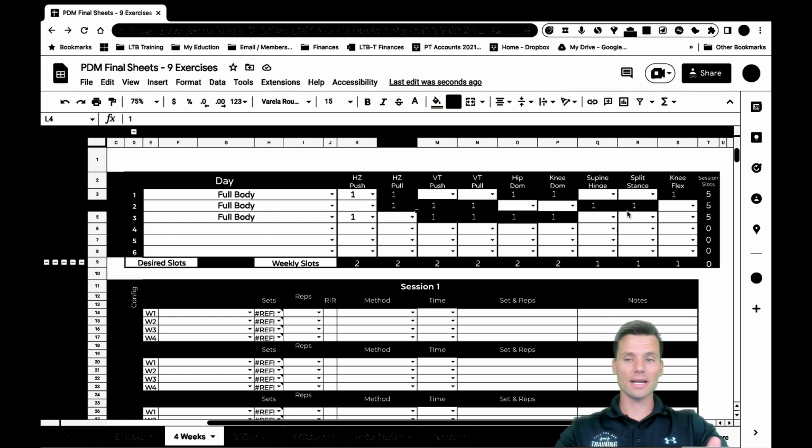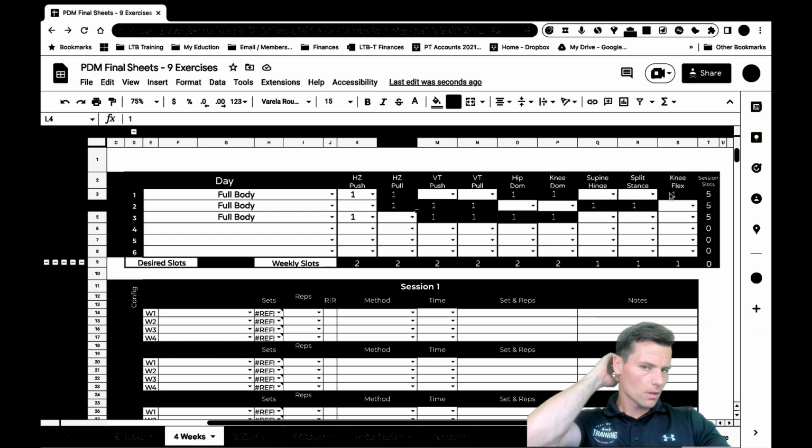So I said, okay, I had a supine hinge, a split stance. So what do we have? Monday, we have our main lift, which would be a knee dominant movement. So I'd come in here and I'd put knee dominant movement. And then in terms of putting these exercises together, I'm now thinking, which ones are going to go best? Which patterns are going to go best?